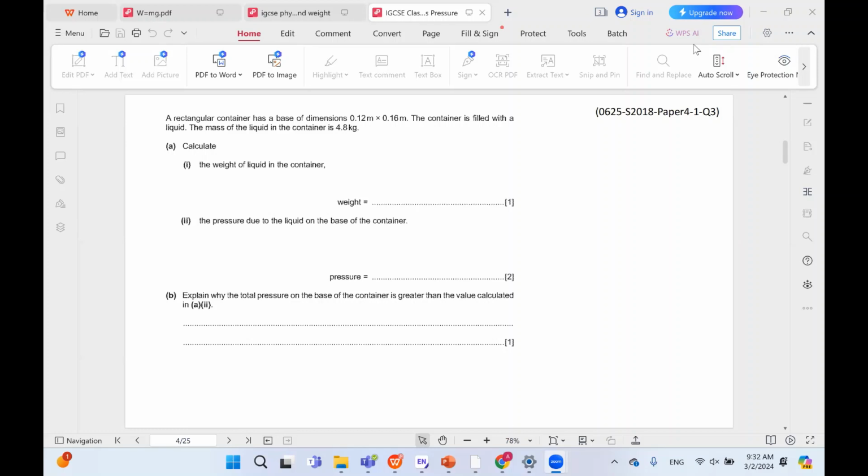A rectangular container has a base of dimensions 0.12 times 0.16. The container is filled with a liquid. The mass of the liquid in the container is 4.8 kilograms. Calculate the weight of the liquid. So the weight of the liquid is given by the formula W equals M times G, which is 4.8 multiplied by 10, and that gives us 48 newtons.